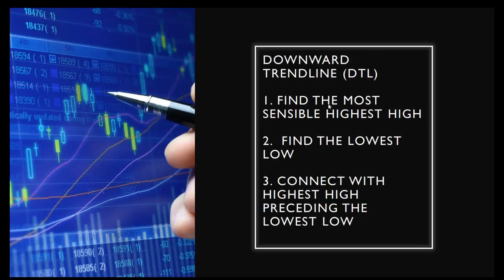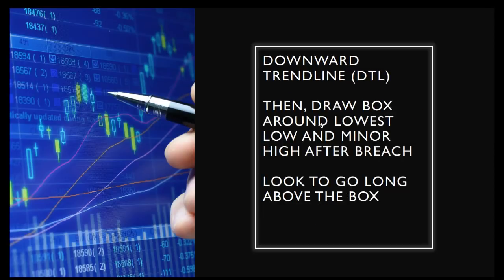Now let's take a look at the opposite. Let's look at downward trend lines. We'll find the most sensible highest high, find the lowest low. We'll connect with the highest high preceding the lowest low, and then we'll draw a box around the lowest low and minor high after the breach, and we'll look to go long above the box.